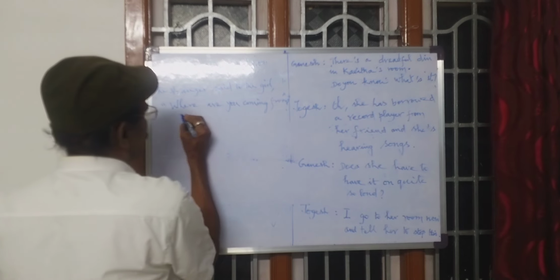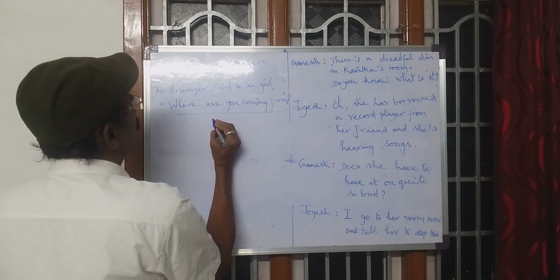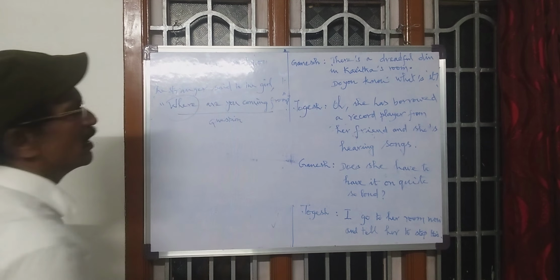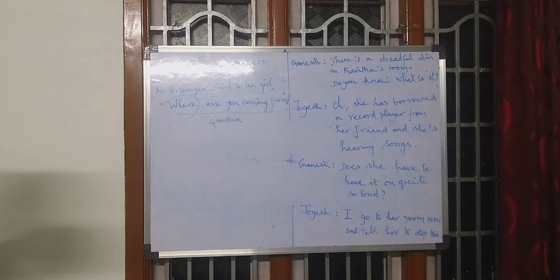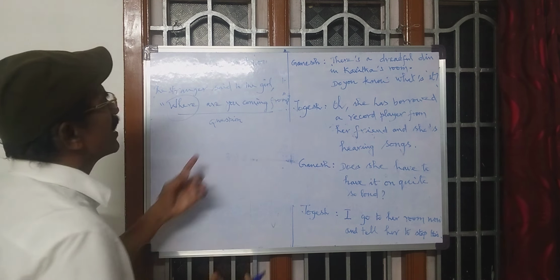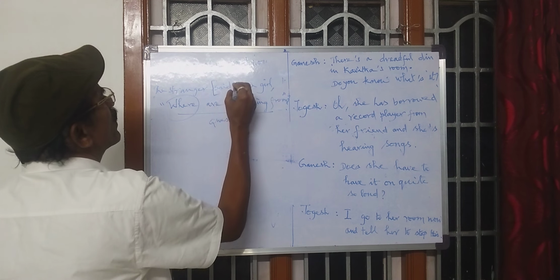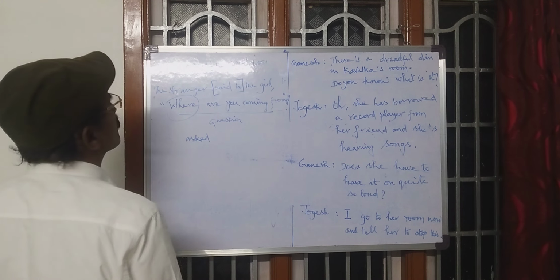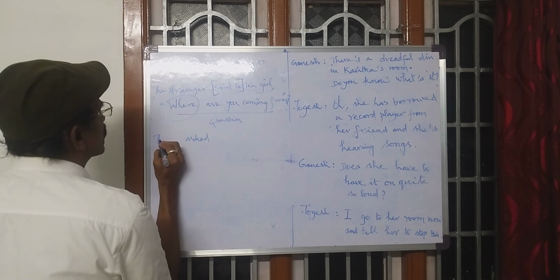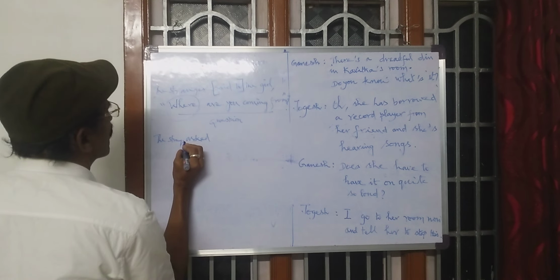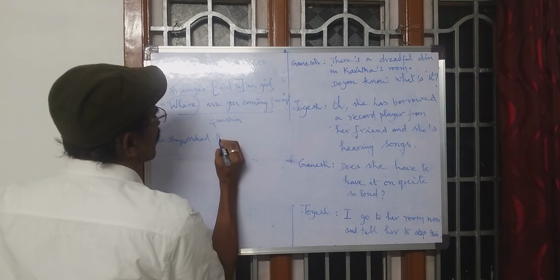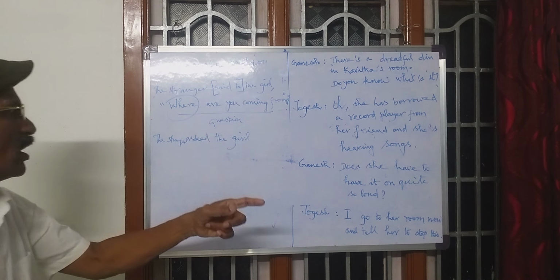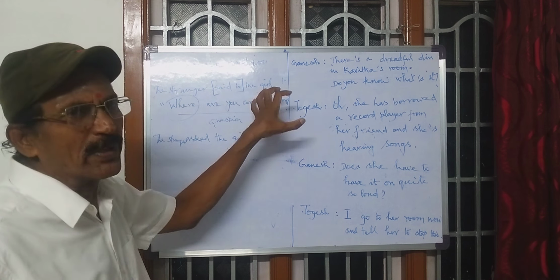So, what kind of sentence is this? As we have said already, this is a question, a WH question, because where is here, WH is there. Where are you coming from? As we have noted that it is a question, it is automatic that the reporting verb is to be changed as asked. Who asked? The stranger asked. Whom? Asked the girl. The stranger asked the girl.